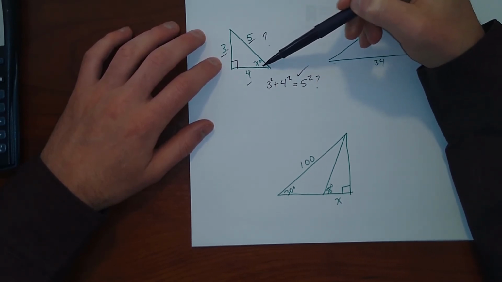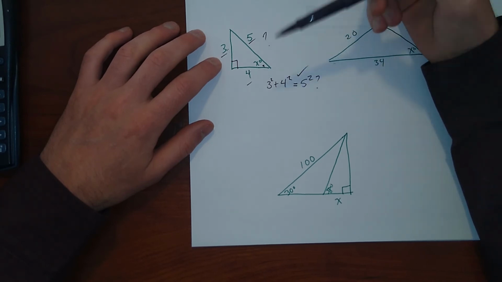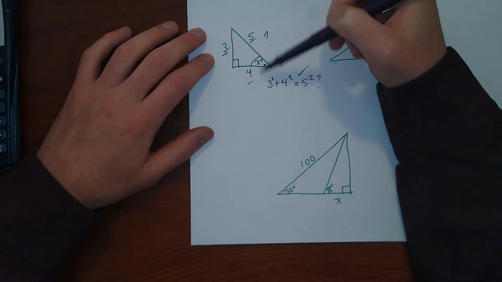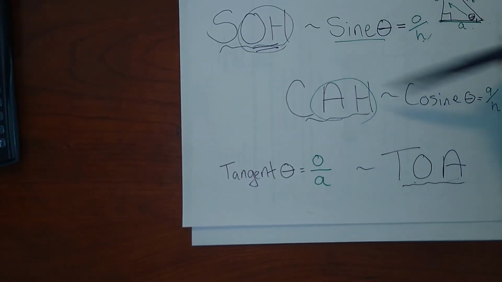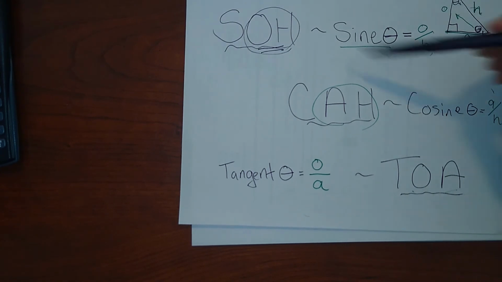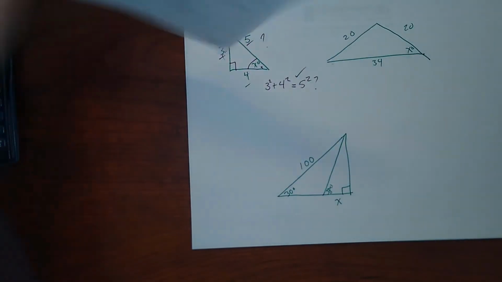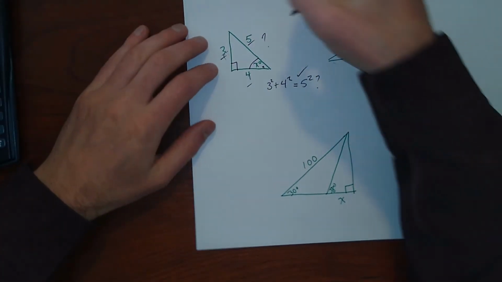And I want to find the angle here. Okay, so before we were finding side lengths, now I want to know what this angle is. So I have all three sides. So I can actually use any of the trig ratios here because I know all three sides. I know the opposite, the hypotenuse, and the adjacent side. So I just need to pick one. I'm going to go ahead and pick the tangent.